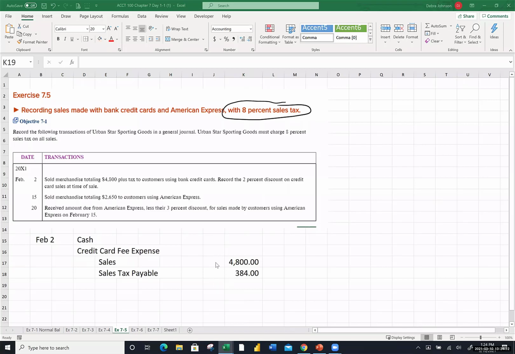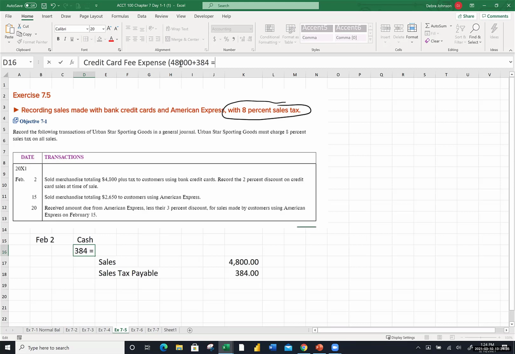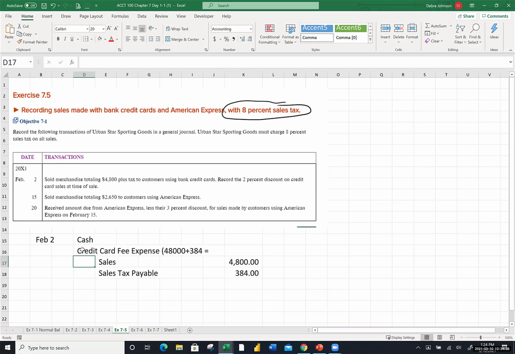So now we've got to split that amount up. We're going to get 98% because the bank's going to get their grimy hands on 2% of it. So we need to split it up. Probably the easiest way is to do the credit card expense first. So for your notes, we take 4,800 plus 384. I'm trying to find my calculator at the same time. So 4,800 plus 384. So now we're up to 5,184.